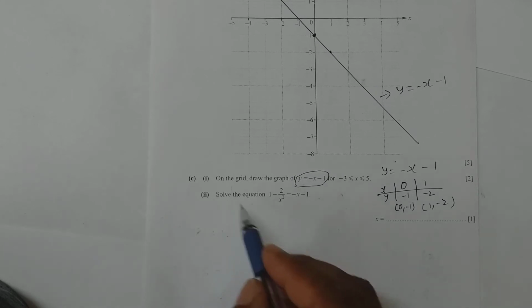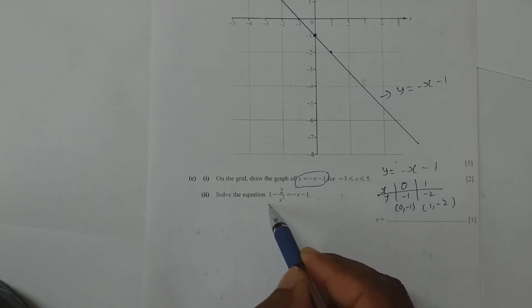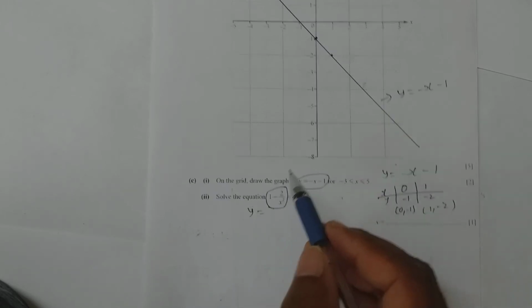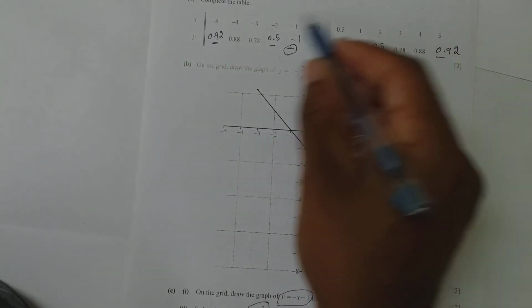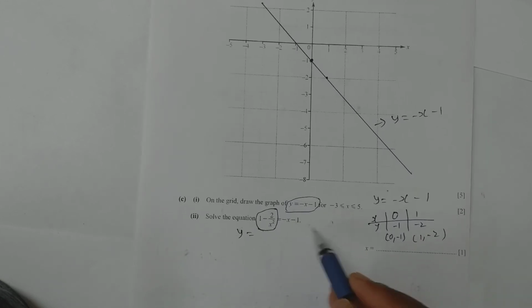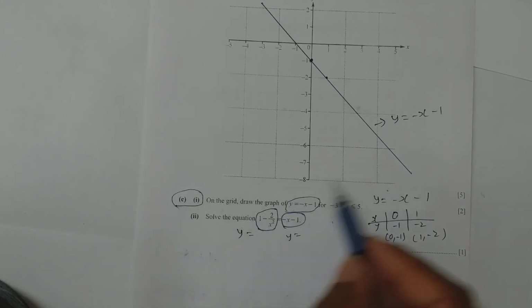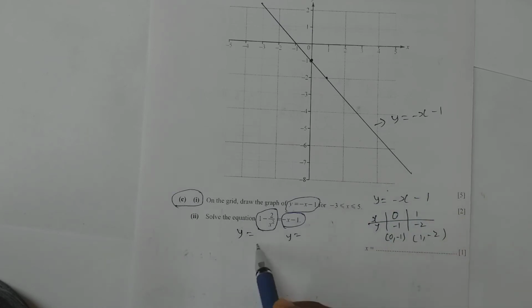Next one. Solve the equation this equal to this. So this side is y equal to, which you had drawn the graph earlier using this table. Next, this side is y equal to this, you had drawn the line just now. So wherever the earlier graph and this meet, in how many places do they meet? That will be the answer. Okay.